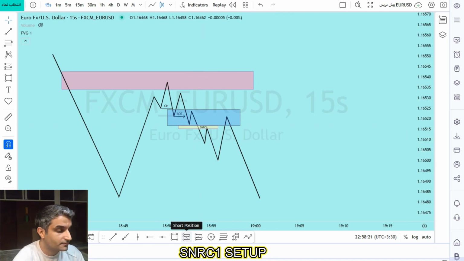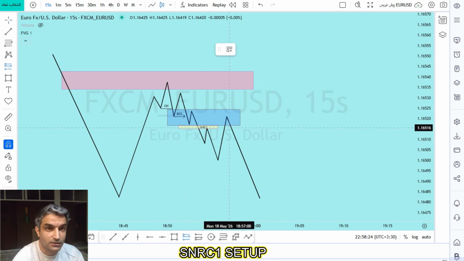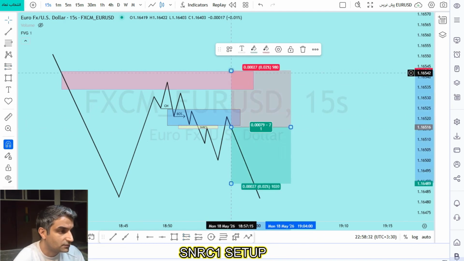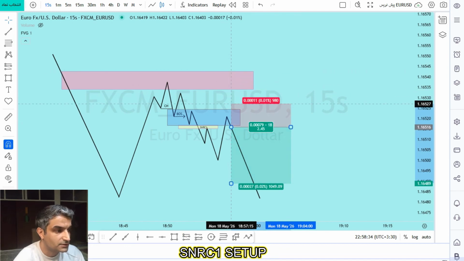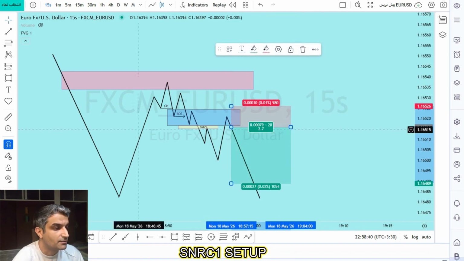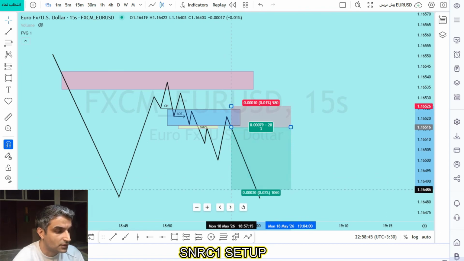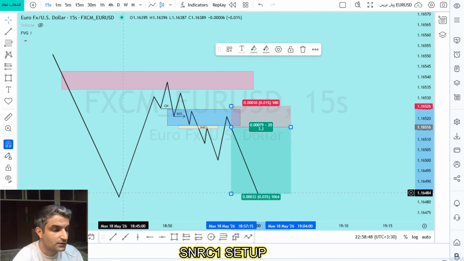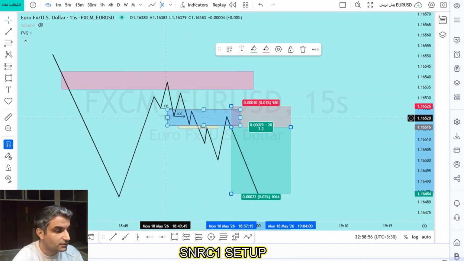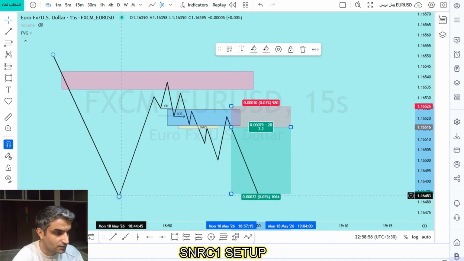Same as other setups, we are waiting for a confirmation in the lower time frame. Price should have an engulfing candle, and then we will enter the market. About the stop loss, we have two kinds of stop loss. One of them is above the area, and our TP can be at the end of the danger zone.